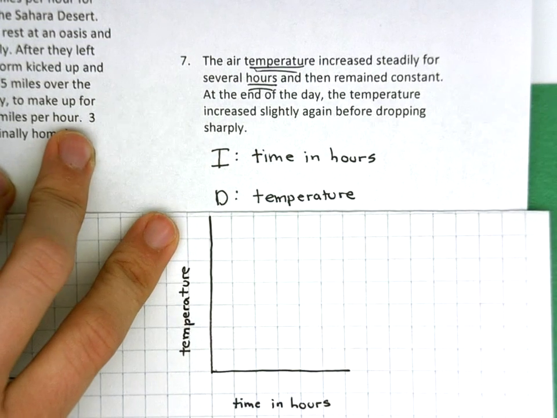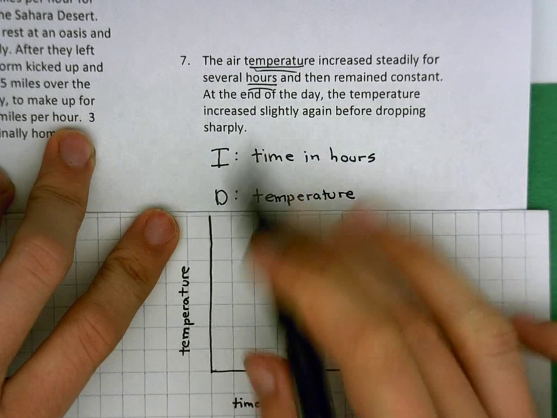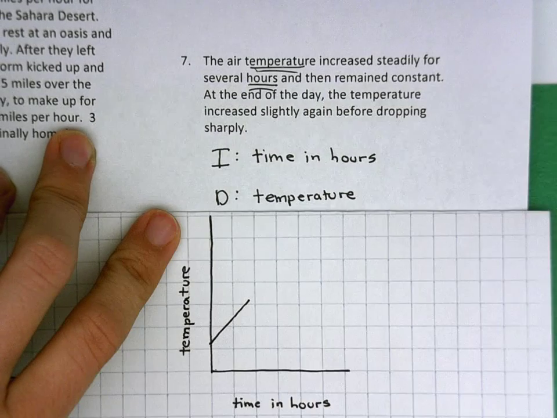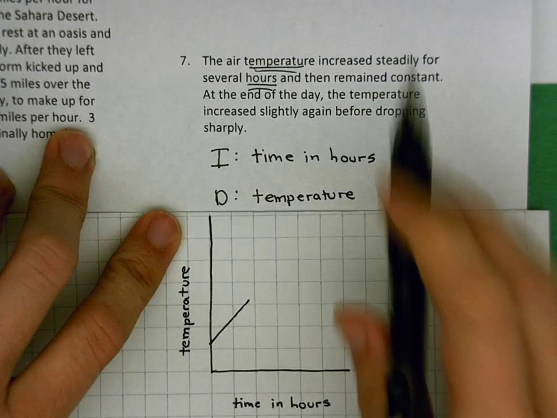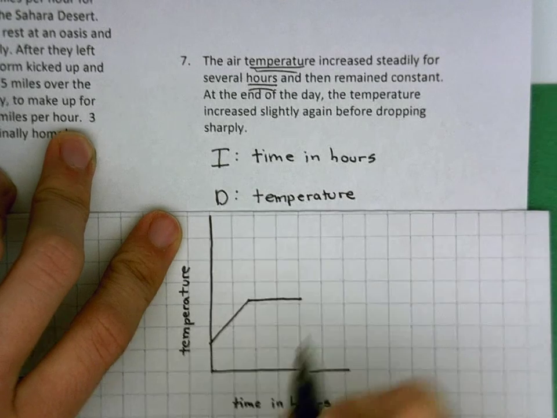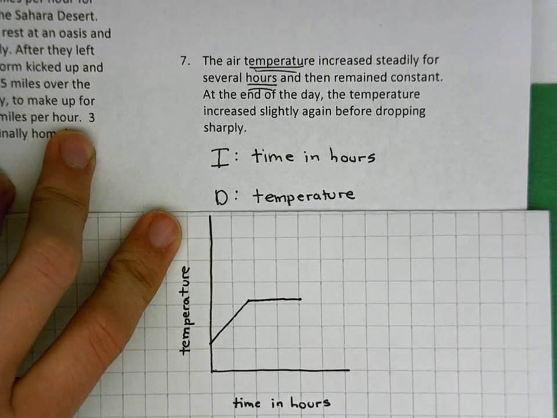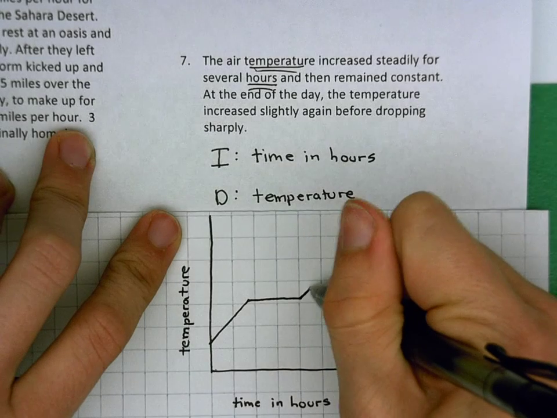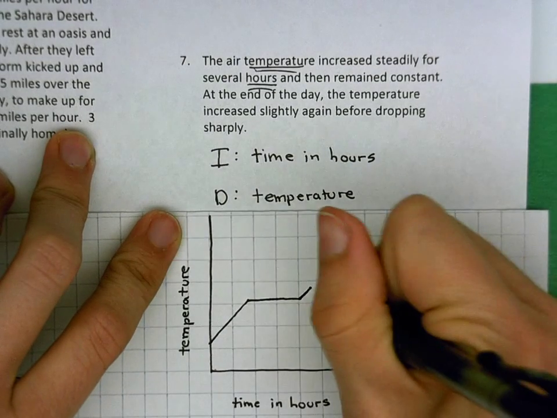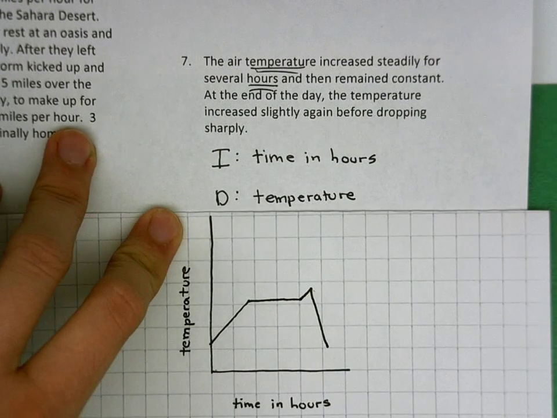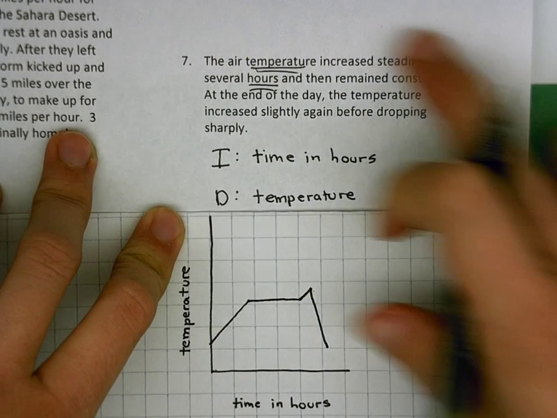So what happens at first? Well, the air temperature increases steadily for several hours. So my graph's going to go ahead and increase for several hours. It then remains constant. Well, constant is a flat line. At the end of the day, the temperature increased slightly again, so it's going to go up a little bit, before dropping sharply. And there's my story graph. It's a picture of the scenario described.